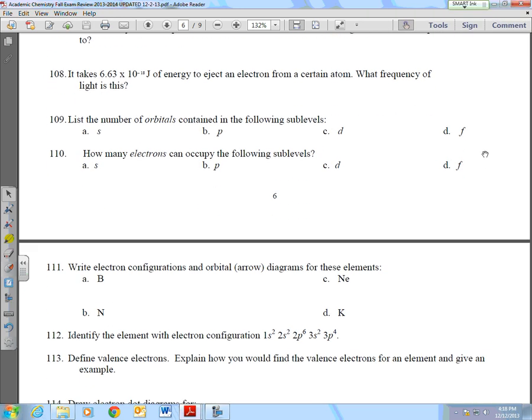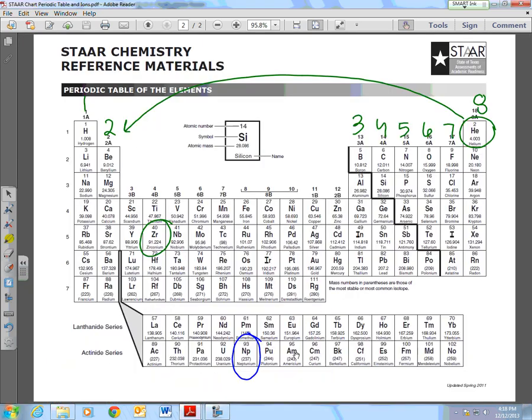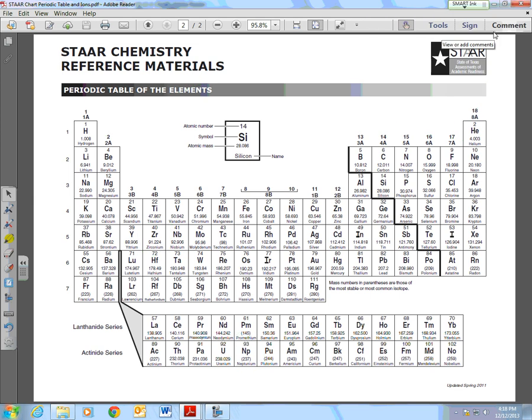List the number of orbitals contained in the following sublevels and how many electrons. So we said this is the S block, right? In the S block, it's 2 electrons wide. On the periodic table, it increases not only by the number of protons but by the number of electrons, because protons and electrons are equal. So this is 2 electrons. Since 2 electrons fit in 1 orbital, this is 1 orbital.